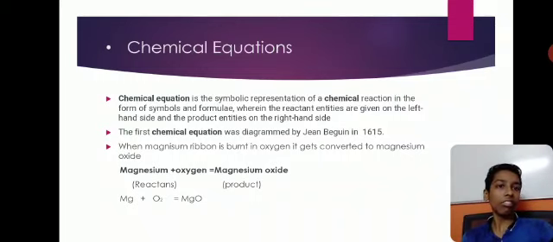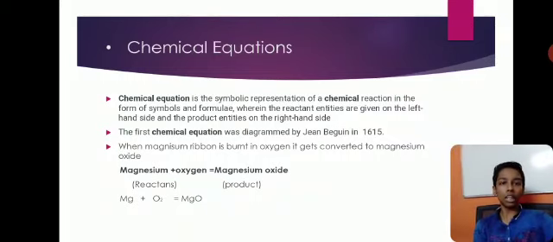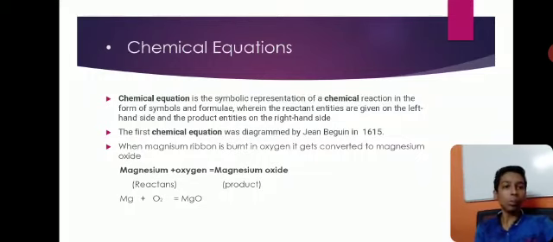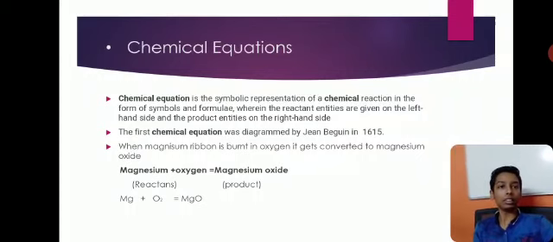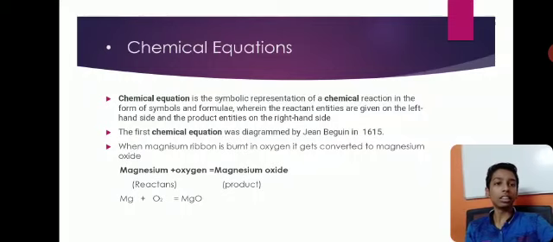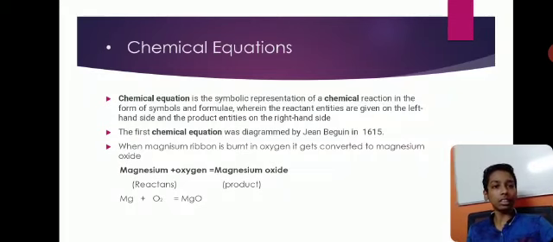First, when magnesium ribbon is burnt in oxygen, it gets converted into magnesium oxide. It means magnesium plus oxygen gives you magnesium oxide, where magnesium plus oxygen are the reactants and magnesium oxide is the product. Here magnesium is written as Mg plus O2, it gives you MgO. Chemical equations are those which can be written in short and can be understood easily.